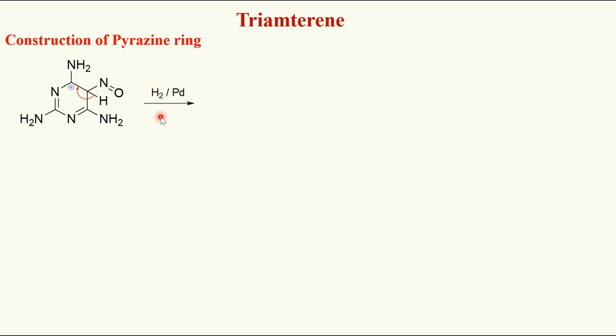Reduce this by using a catalytic agent like hydrogen and palladium. I'll get the corresponding nitroso group reduced to an amino group. 2,4,5,6 tetraamino pyrimidine. Now there is a lone pair of electrons on the nitrogen.